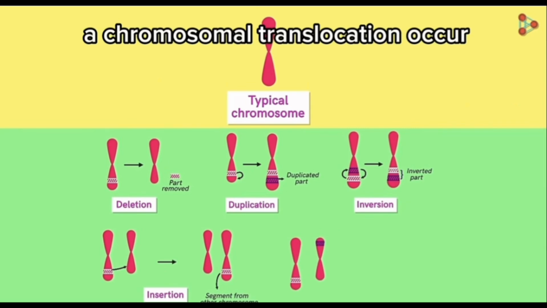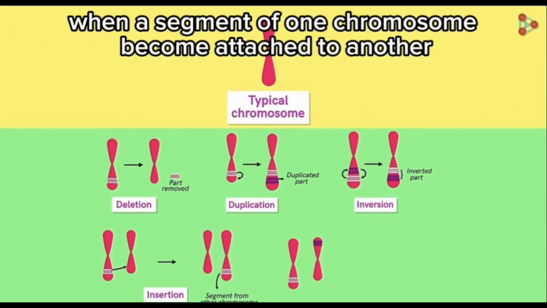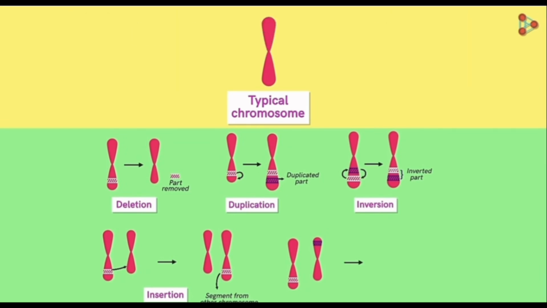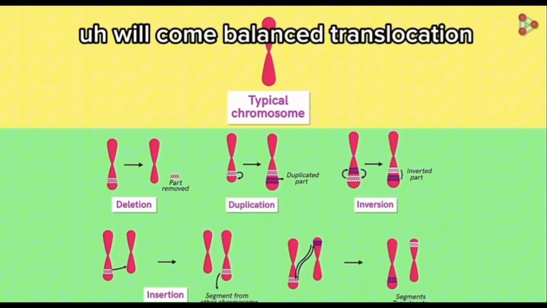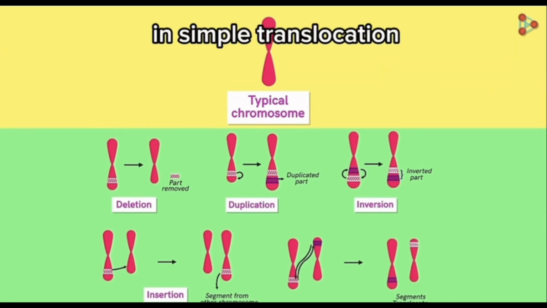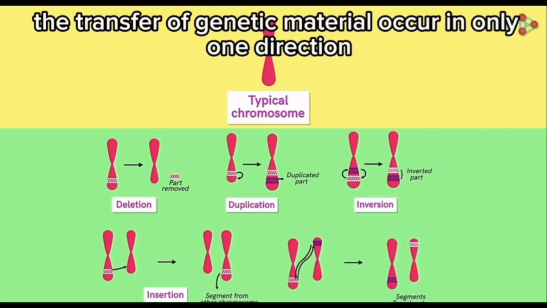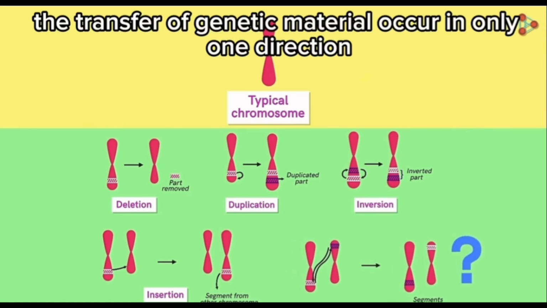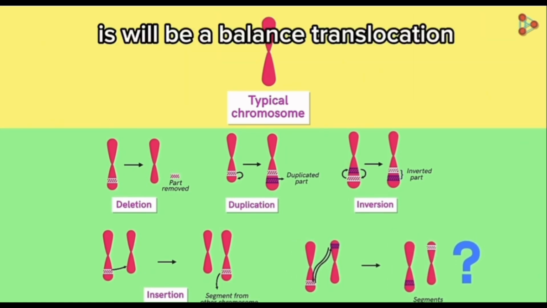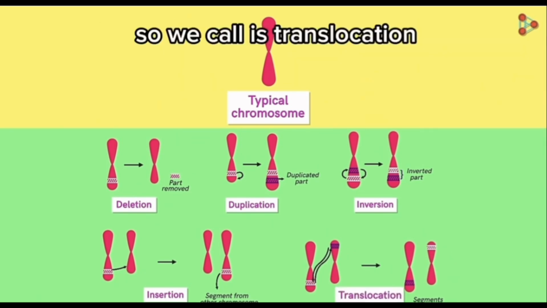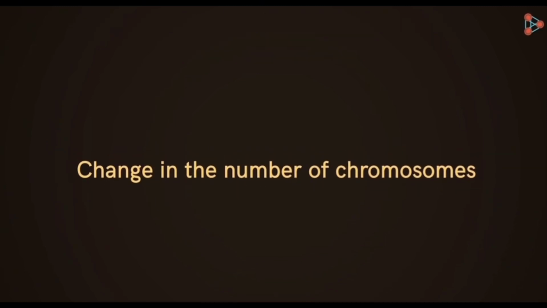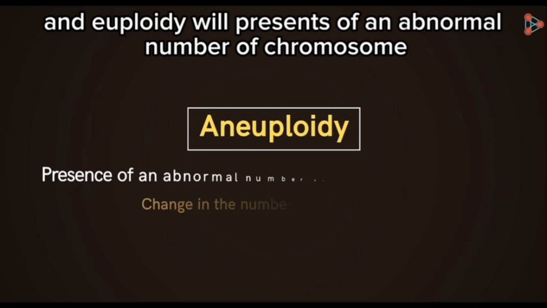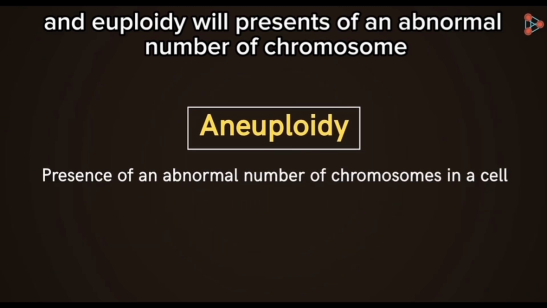A chromosomal translocation occurs when a segment of one chromosome becomes attached to another. In reciprocal translocation, two non-homologous chromosomes exchange genetic material, which is called balanced translocation. In simple translocation, the transfer of genetic material occurs in only one direction, which will be imbalanced translocation. So we call it translocation. Next is change in the number of chromosomes. Aneuploidy is the presence of an abnormal number of chromosomes in a cell.